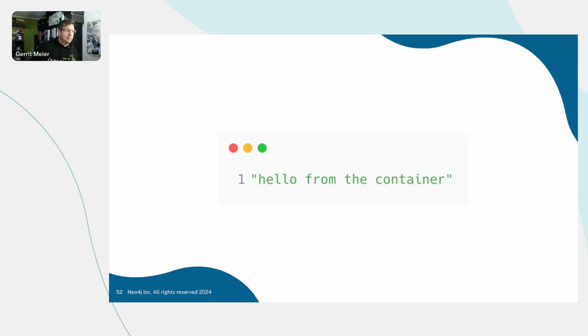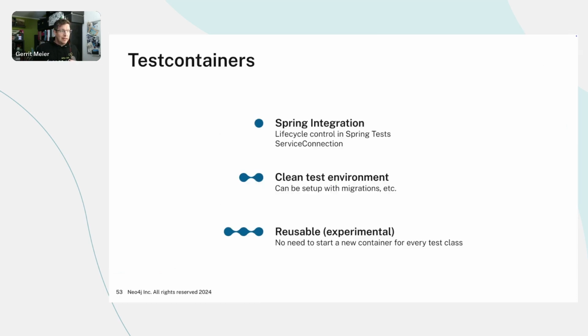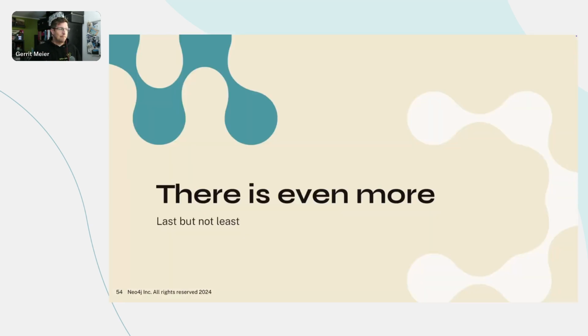And that's what I got back. So it's easy to set up. It has the Spring integration, so you don't even need to care about these orchestration bits anymore. As I already said, you have this clean test environment, and still experimental, you can have reusable containers. That means that it does not always spin up new containers. That's pretty helpful if you have a lot of test classes.